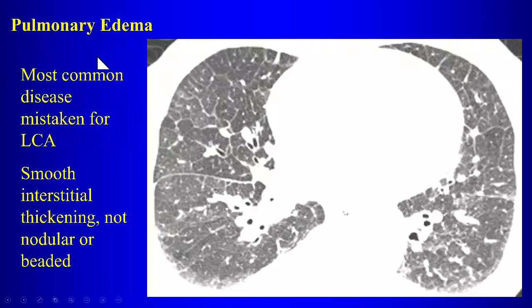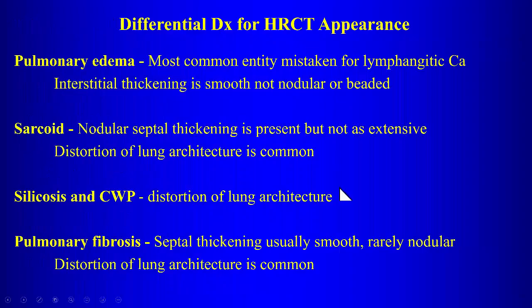Pulmonary edema, on the other hand, is the most common disease mistaken for lymphangitic carcinomatosis. This gives you very smooth interlobular septal thickening. Notice how smooth that is, how thin the septa are, even though they are thickened, and there is no nodularity with the interlobular septal thickening. So pulmonary edema is, of course, the most common cause of interlobular septal thickening that you will run into.